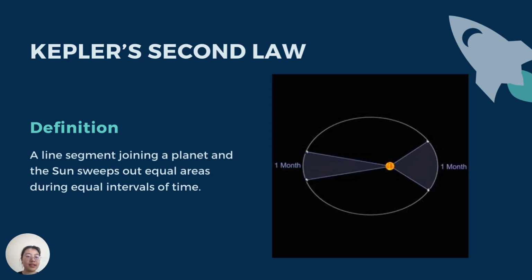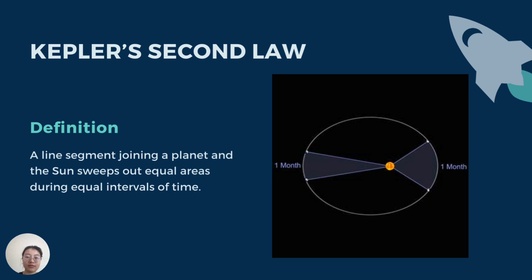Kepler's second law says that a line segment joining a planet and the Sun sweeps out equal areas during equal intervals of time. For example, in this diagram, these two areas are the same. This means that a planet moves faster when it is closer to the Sun and slower when it is farther away from the Sun.